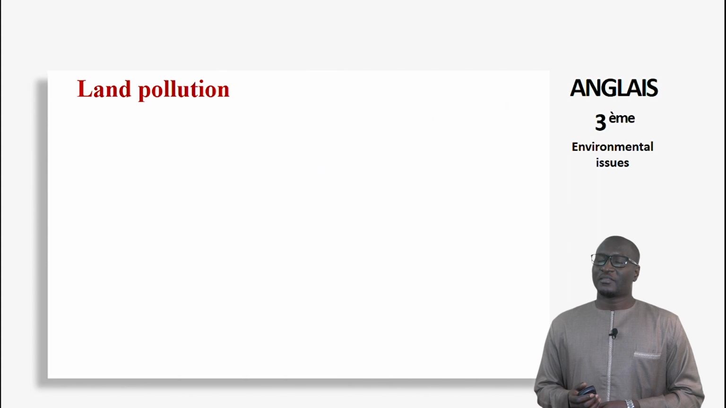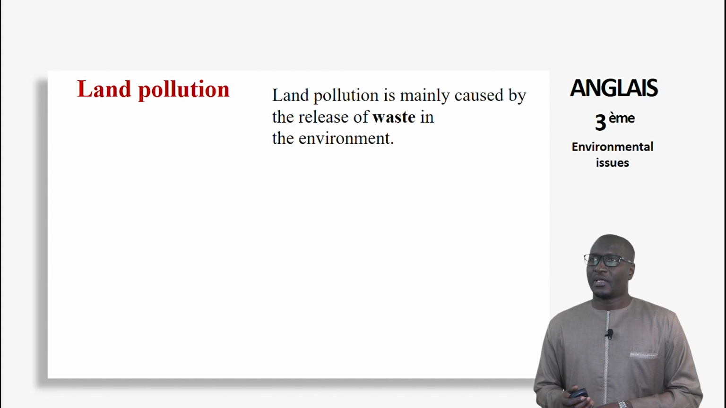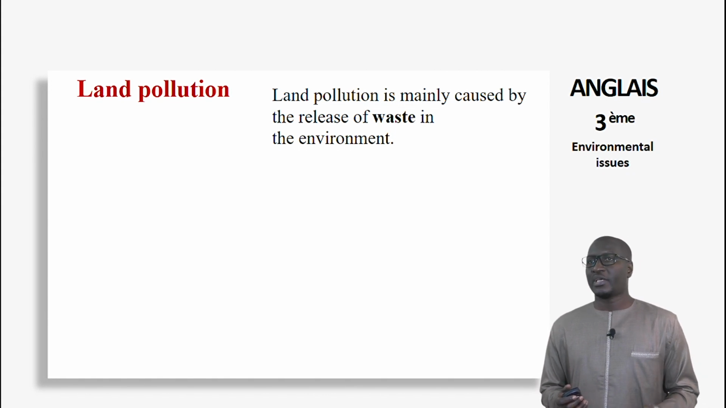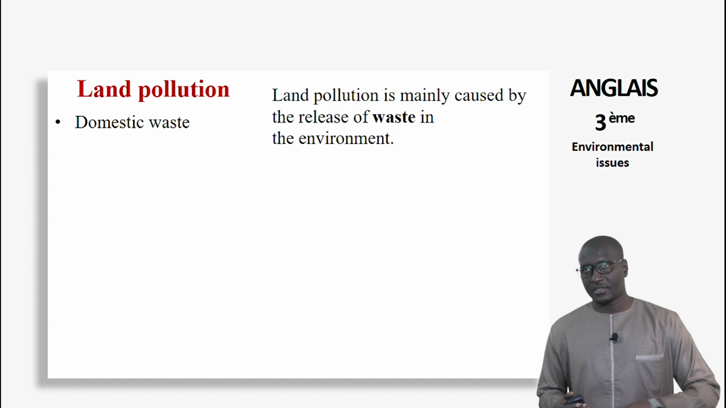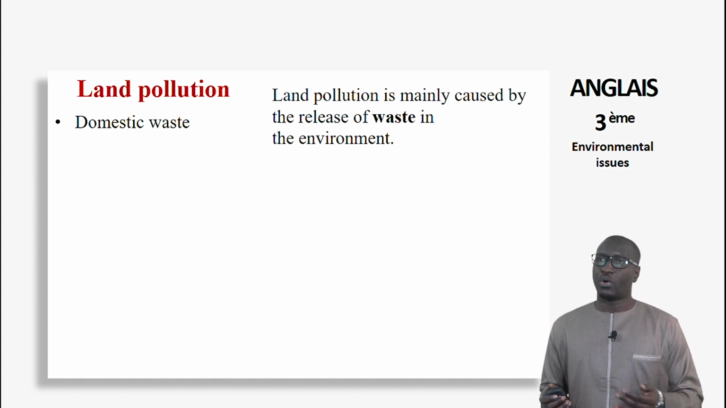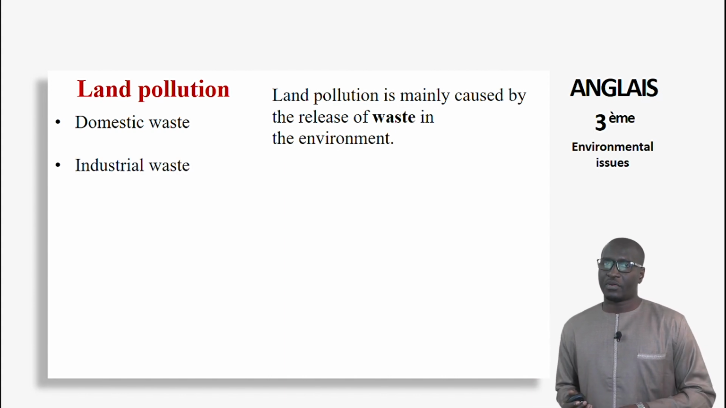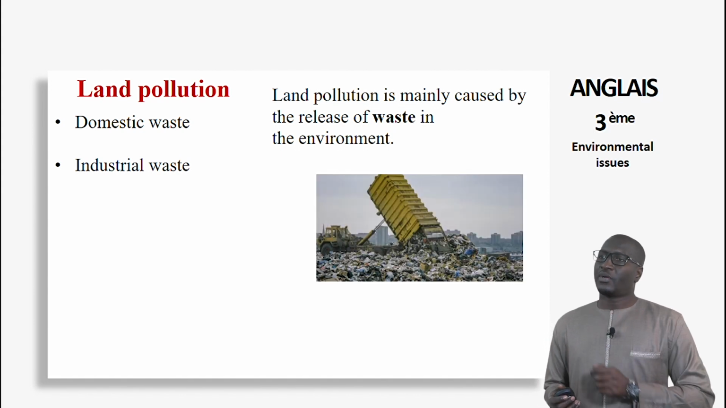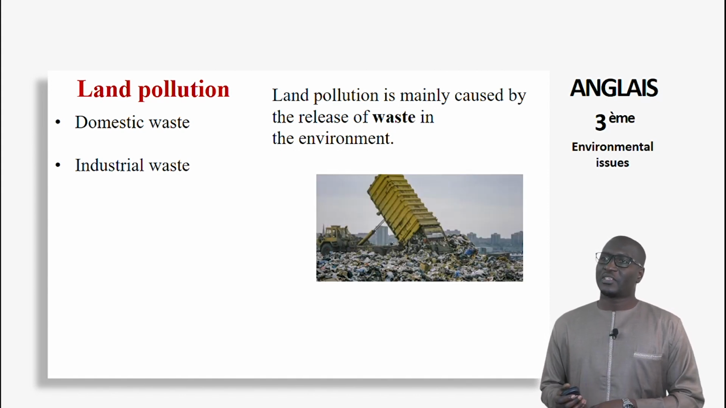What is land pollution, class? Yes, Modu? Yes, land pollution, as you saw on the video, is mainly caused by the release of waste in the environment, okay? And this waste can come from domestic waste from the houses, which is also known as household garbage. So you can say domestic waste or household garbage. Land pollution can also be caused by industrial waste, meaning the waste coming from the industries, okay? Very good. All right, so can you identify the place that you can see on this picture there, class?